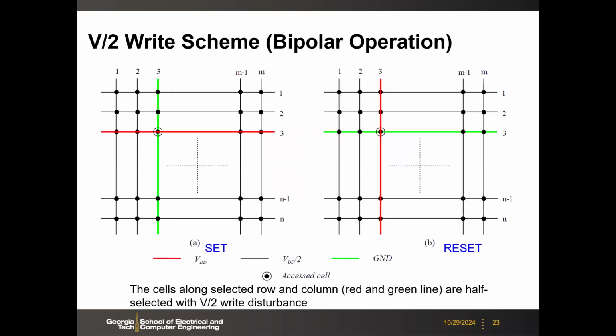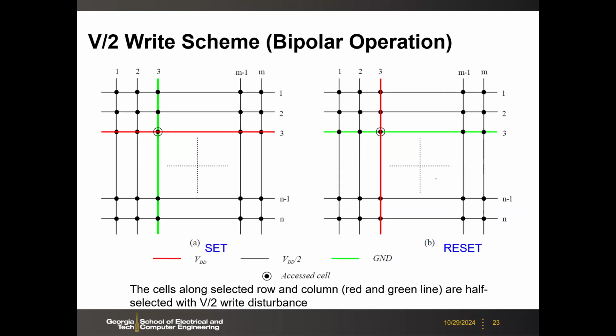So let's talk about the array level operation. To write the data into the cross-point array, there are different kinds of write scheme, and one of that is widely used. This is called the V/2 write scheme. So here we show the bipolar operation. For example, you have the RRAM devices. You need the positive voltage to set the device from the high resistance to the low resistance state. And then you need the negative voltage to reset the device from the low resistance state to the high resistance state.